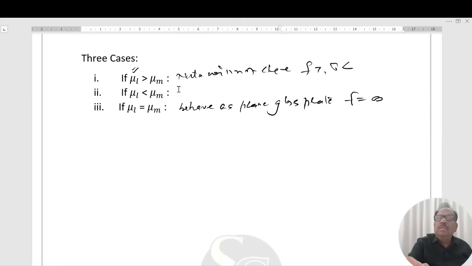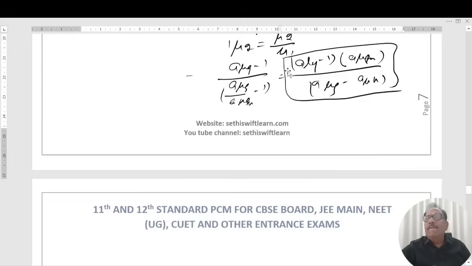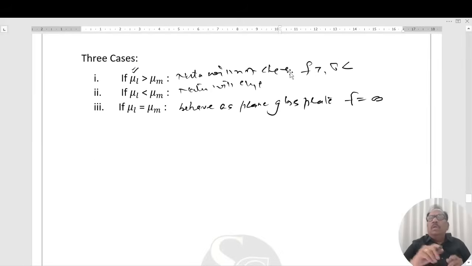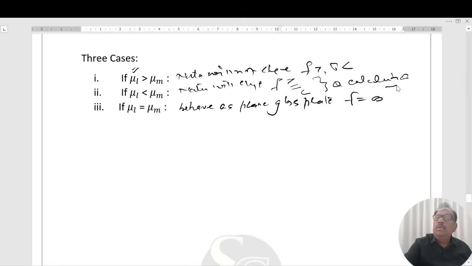If this is the case, nature will change. Reason? This may be greater, this may be less than this, may be equal, right? This may be greater, it is greater. Greater, to what level it is greater will depend on that, right? Now, nature will change and focal length may increase, may become equal or may become less. It all depends on calculation. All depends on calculation. Right? Now let's start the question.